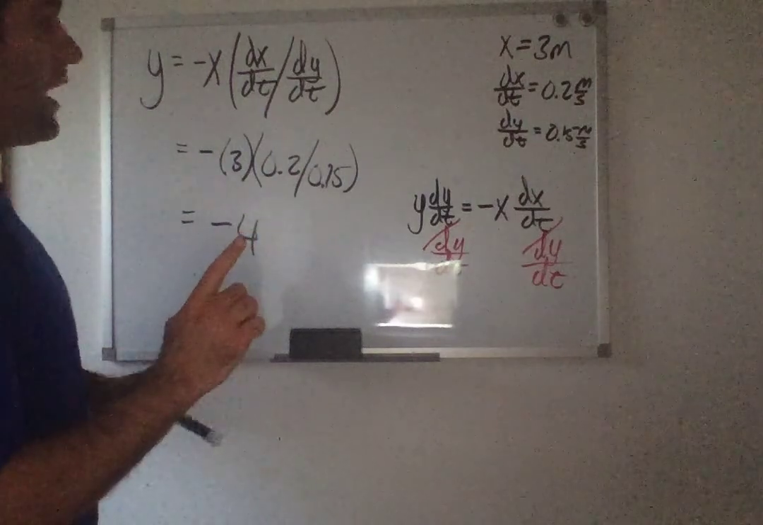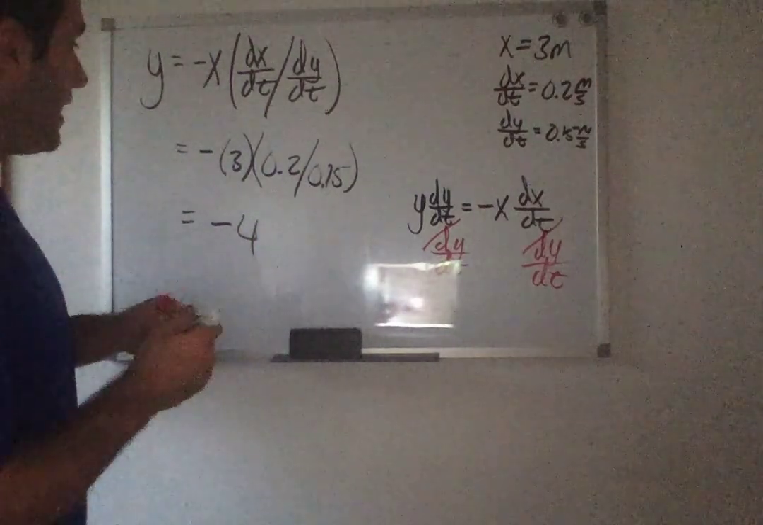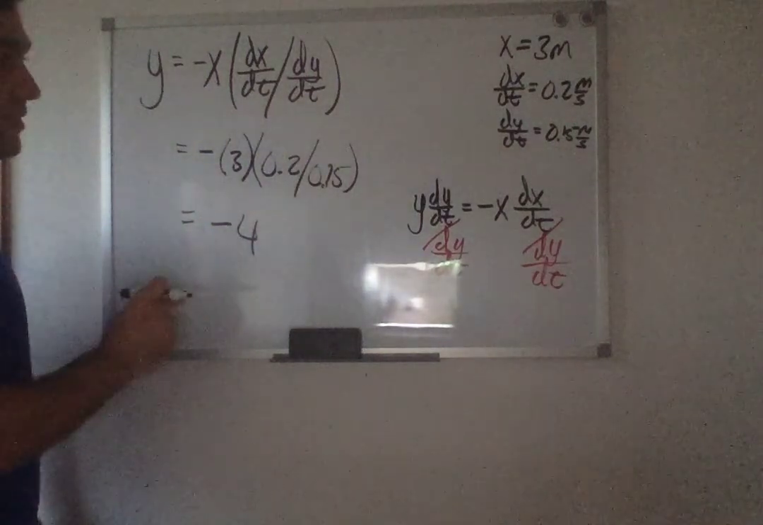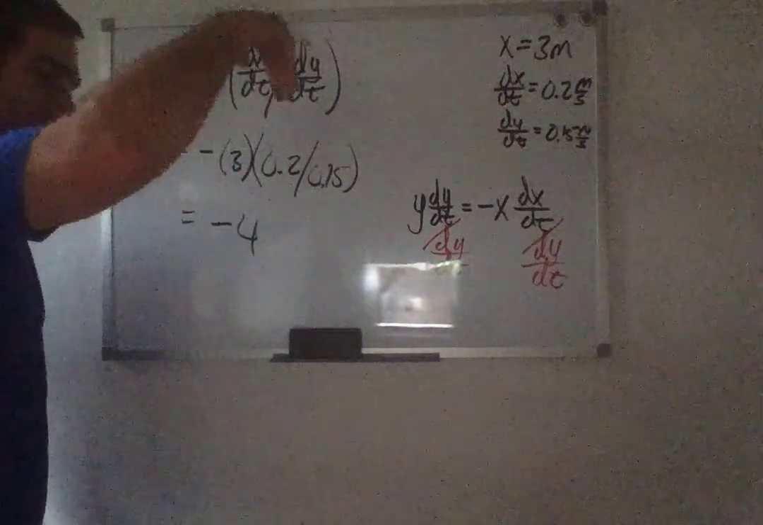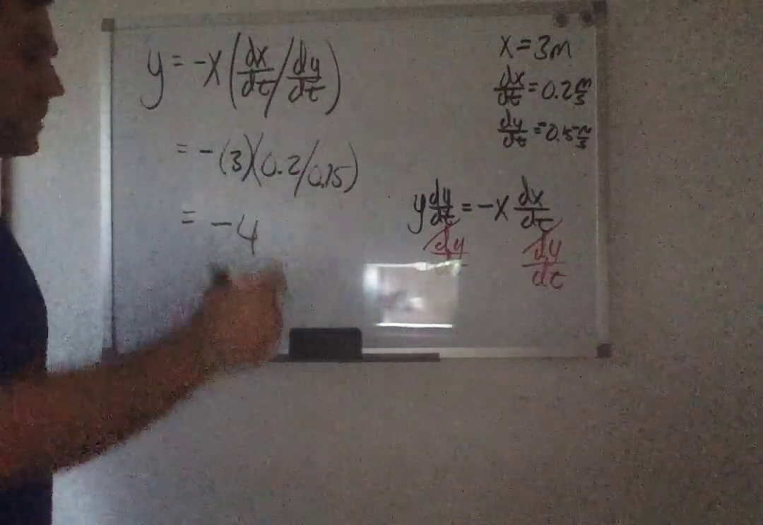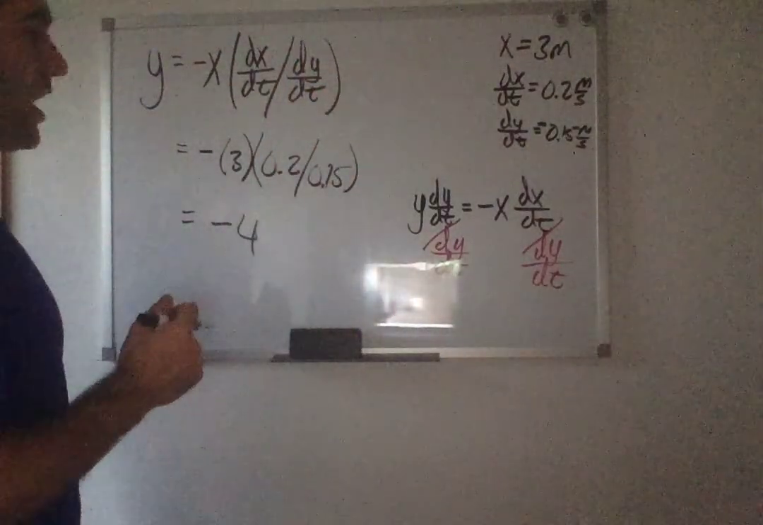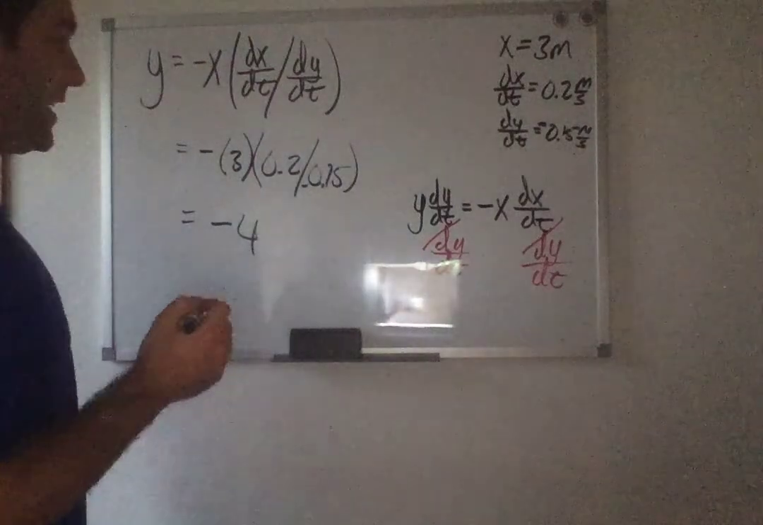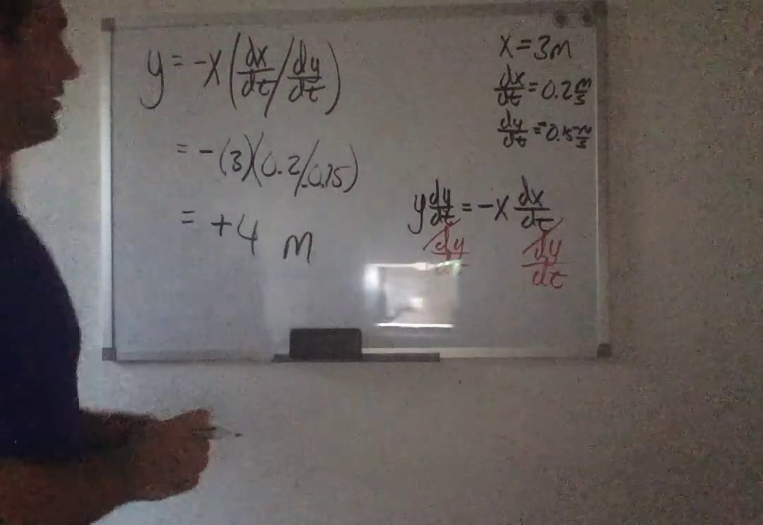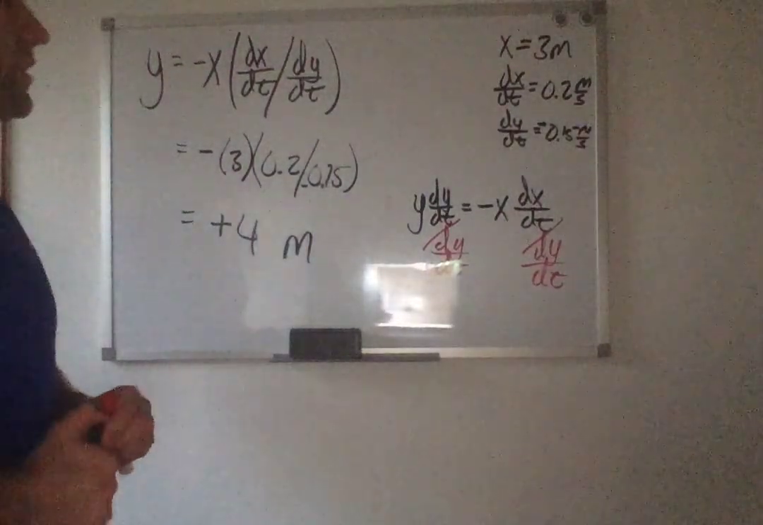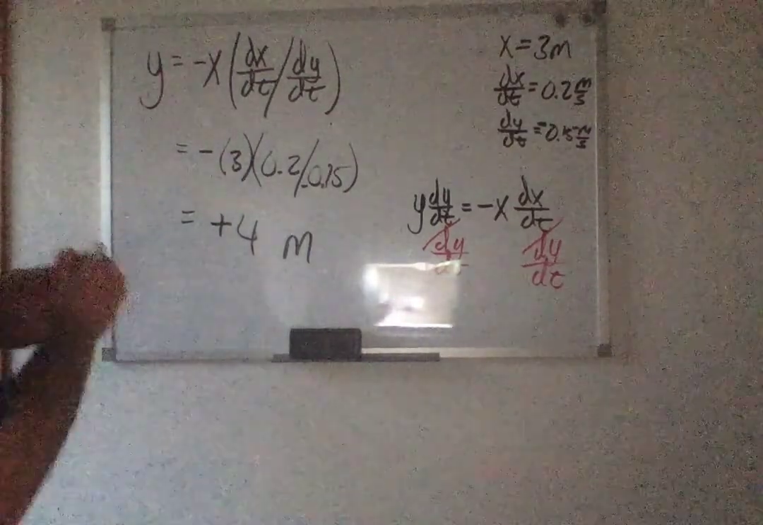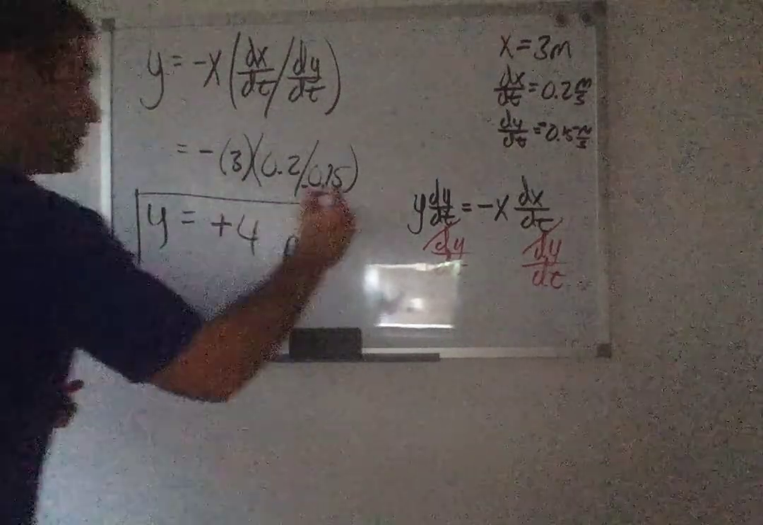Oh, I messed up somewhere. I just realized it's a distance, isn't it? It should not be negative. dy/dt is going downwards. So it actually should have been a negative velocity because we're defining the y direction to be upwards. So that should have a negative, making this a positive. y is in meters. I apologize for that. Okay, so now we have y is equal to 4 meters.